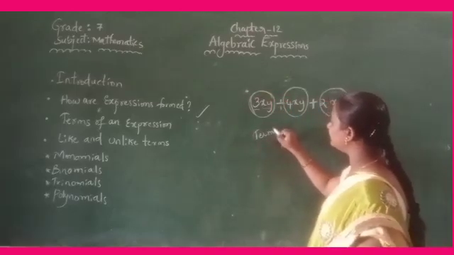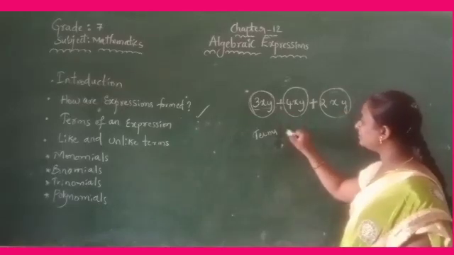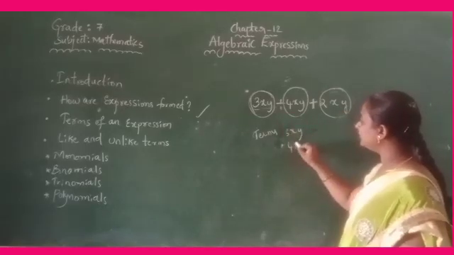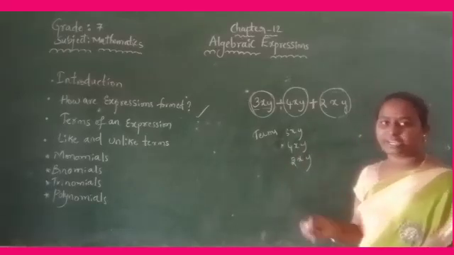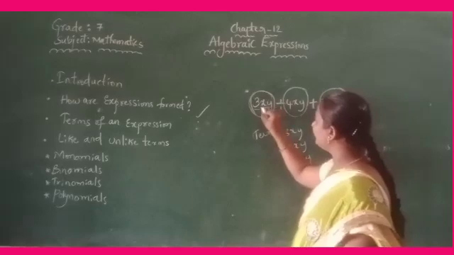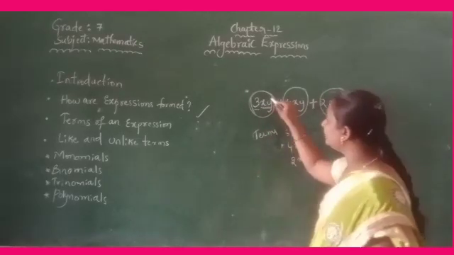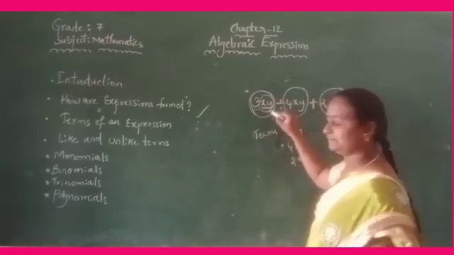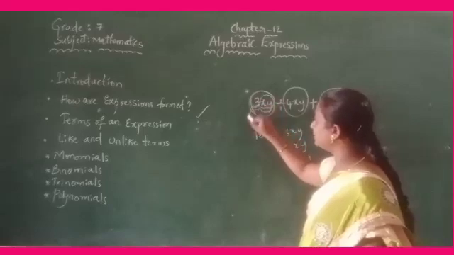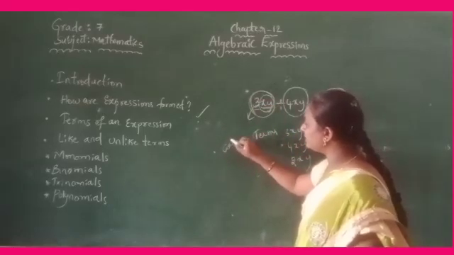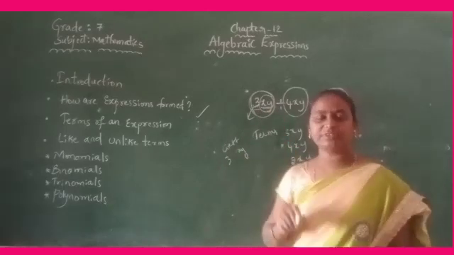What are the terms here? The expression has three terms. The first term is 3xy, the second term is 4xy, and the third term is 2xy. And here, observe these x and y. These are the variables. These variables are multiplying a constant. This is the coefficient. 3 is the coefficient of xy.